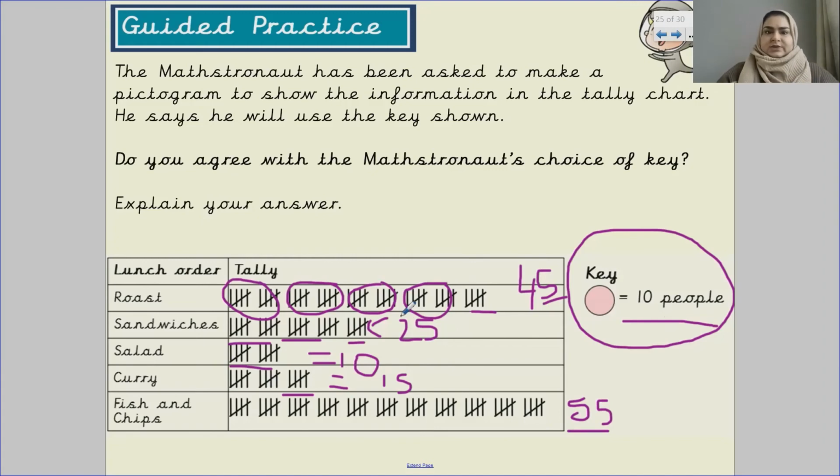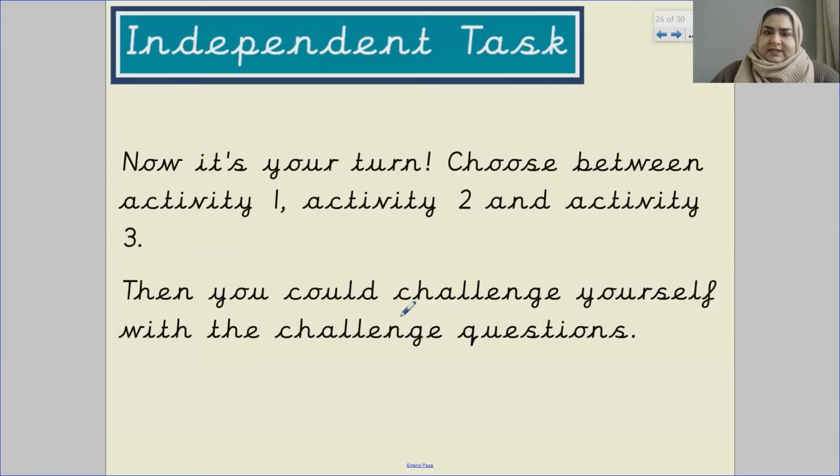Okay, so now your independent task. Now it's your turn. Choose between activity 1, activity 2, and activity 3. Then you could challenge yourself with the challenge questions. Now, I just want to explain to you, year 3, you know what activity you should be doing. You know what the best activity for your ability is. So do the activity that is for you. Do not spend more than 20-25 minutes doing your activity.